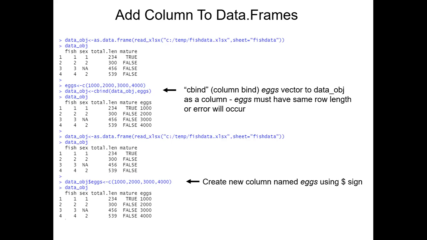And again, if you don't have values for all the rows, I think you get an error message or it recycles. I can't remember. So in this case, if you look below, again, type the data object, we've created that column of eggs. So two ways you can do this.